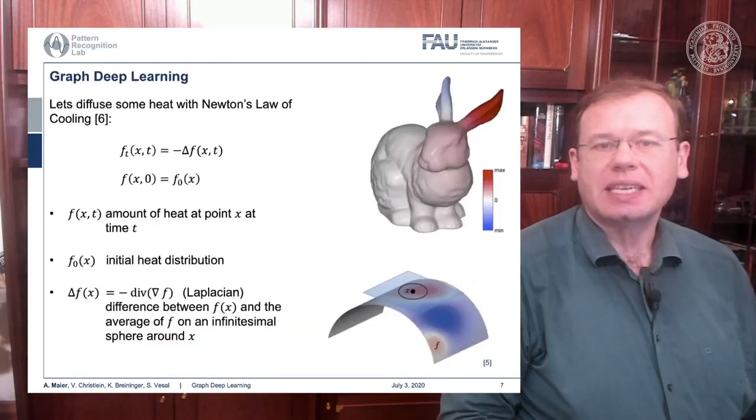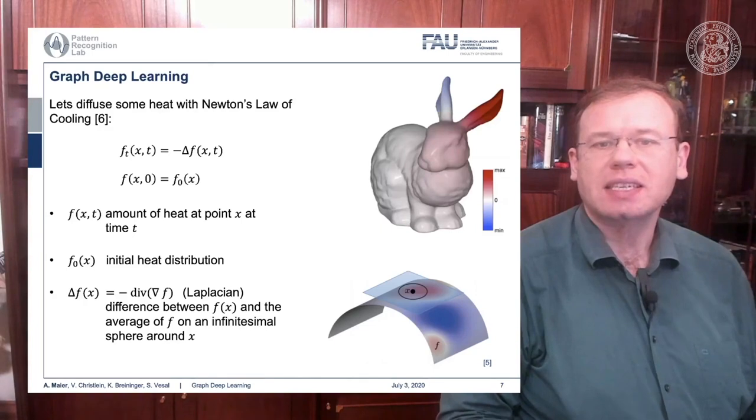So let's diffuse some heat. So we know that we can describe Newton's law of cooling as the following equation. So we know that the development over time can be described with the Laplacian. So f(x,t) is then the amount of heat at point x at time t. Then you need to have an initial heat distribution. So you need to know how the heat is in the zero state. And then you can use the Laplacian in order to express how the system behaves over time. And here you can see that this is essentially the difference between f(x) and the average of f on an infinitesimally small sphere around x.